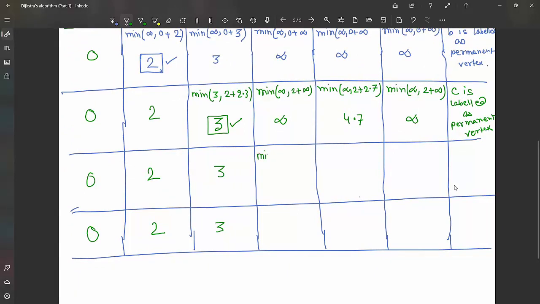So minimum of, we do it again. Minimum of the previous assigned value infinity, minimum of the previous assigned value 4.7 comma, and minimum of the previous assigned value infinity comma. And then we start from the 3, so it is 3 plus, 3 plus, 3 plus. Then we add the values.